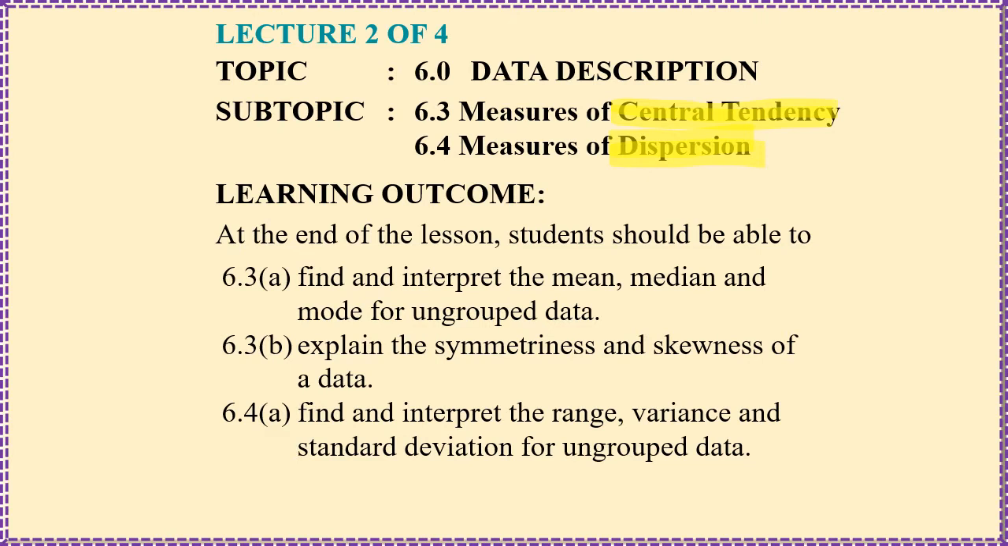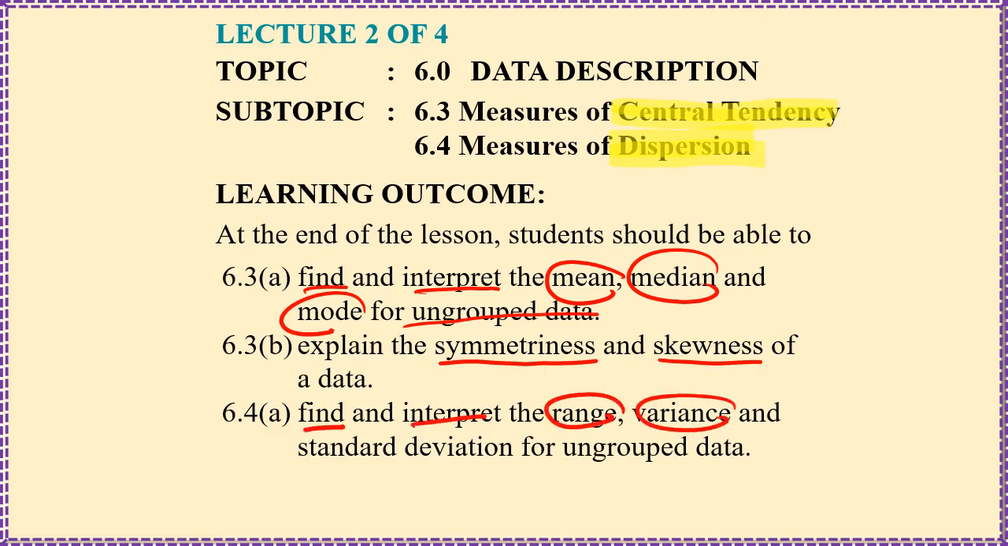So at the end of the lesson, students should be able to find and interpret the mean, median, and mode for ungrouped data. And then explain the symmetry and skewness of data. And lastly, to find and also interpret the range, variance, and standard deviation for ungrouped data. So our focus now is on ungrouped data only.